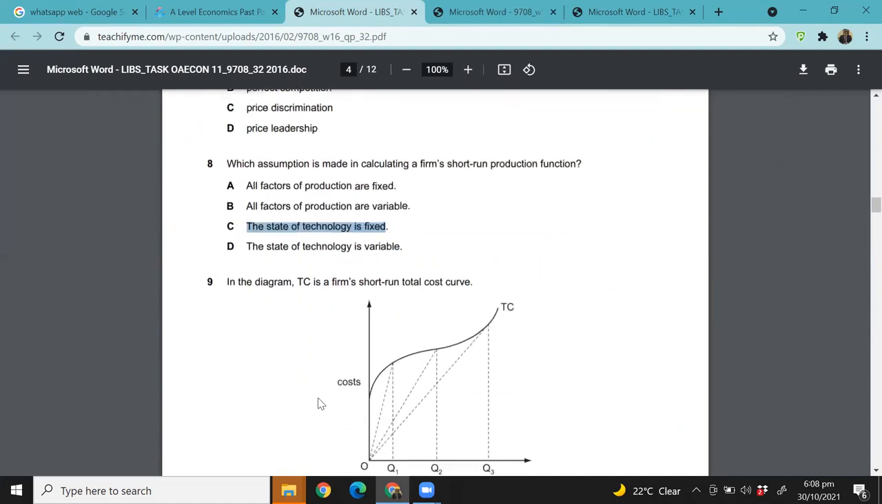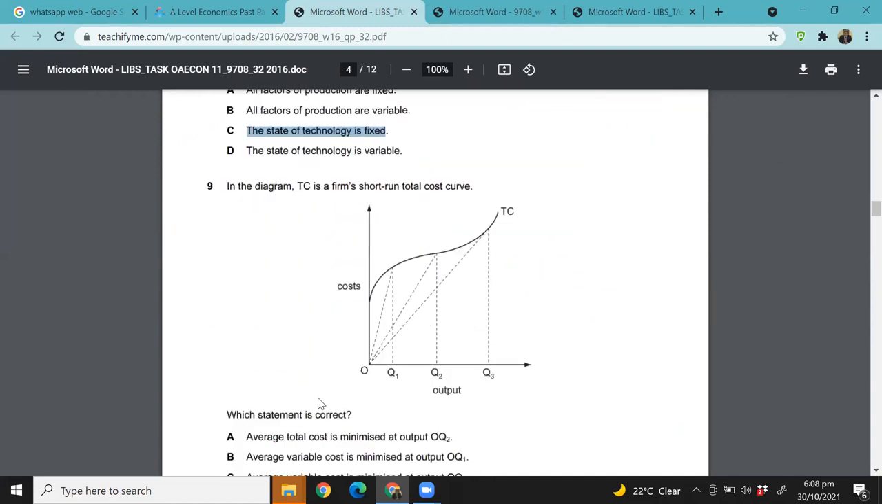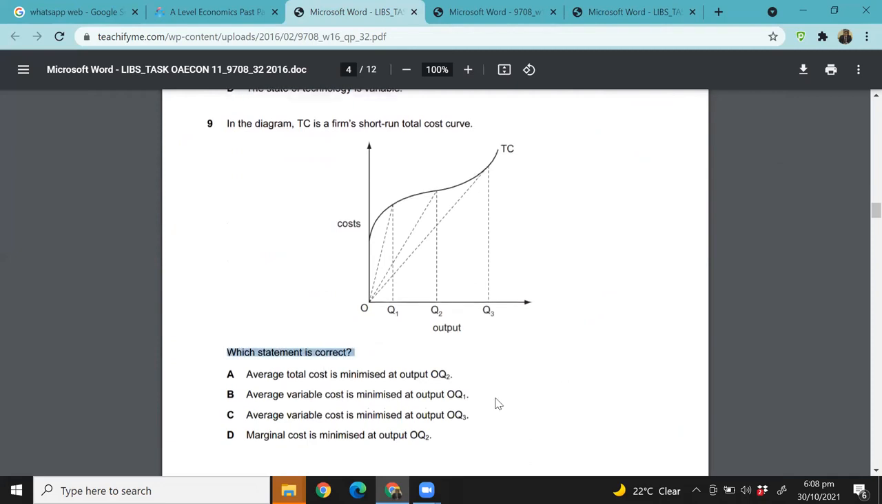Okay. In the diagram, TC is the firm's short-run total cost curve. Which statement is correct? Average total cost is minimized at OQ2. Marginal cost is minimized at OQ. Average cost is minimized at OQ1. Average cost is minimized at OQ3. And the marginal cost is minimized at OQ2. Increasing and increasing return. So what do you think?